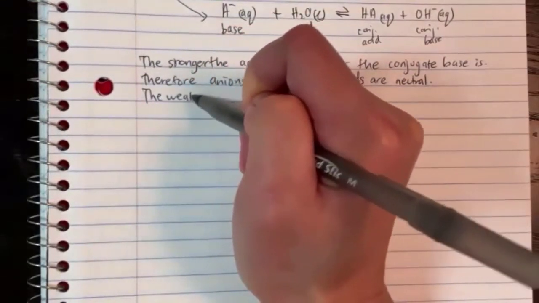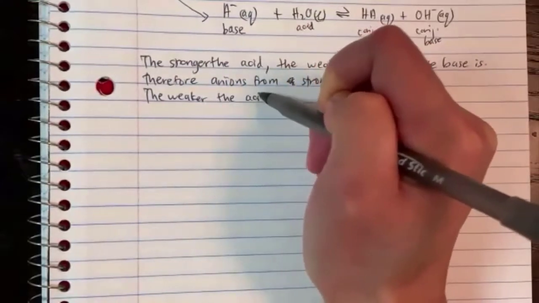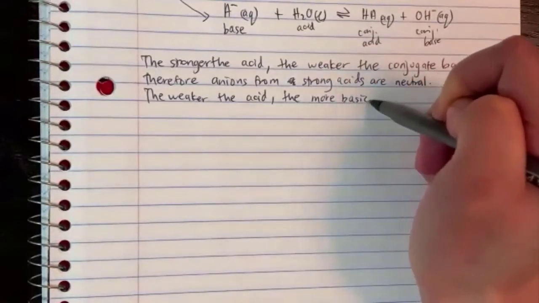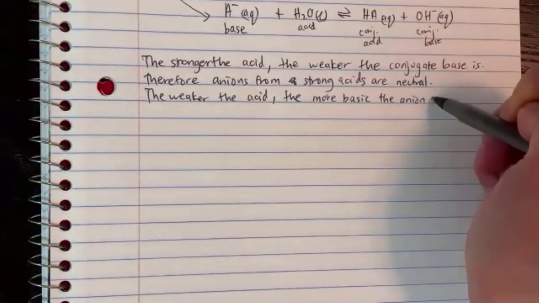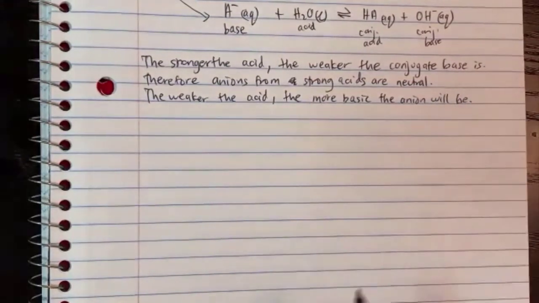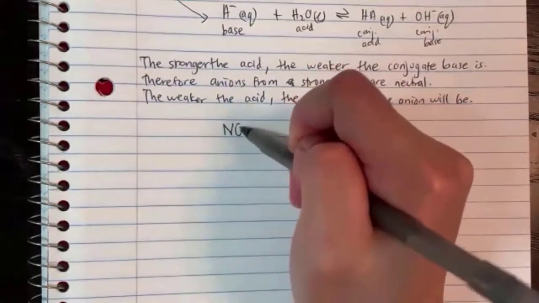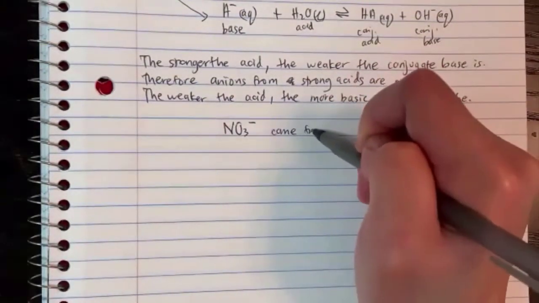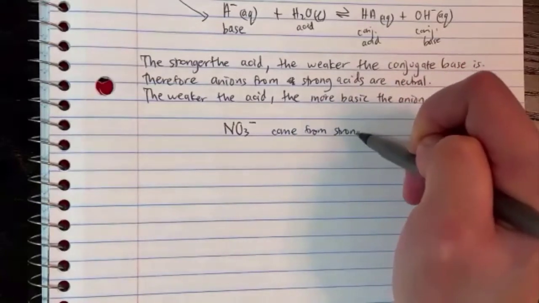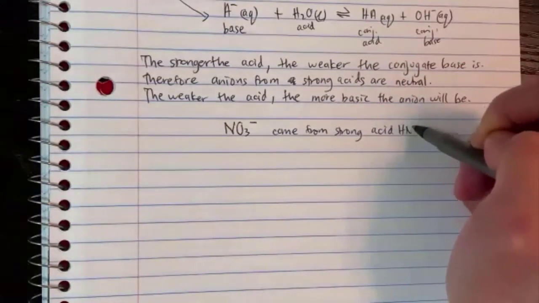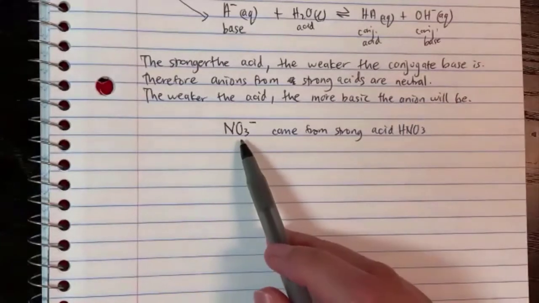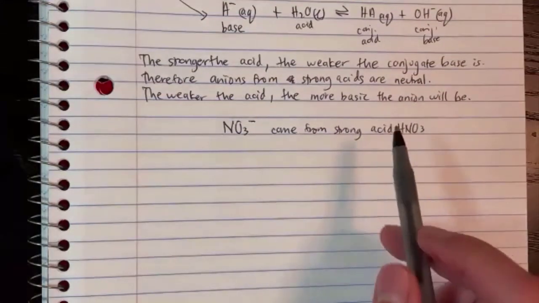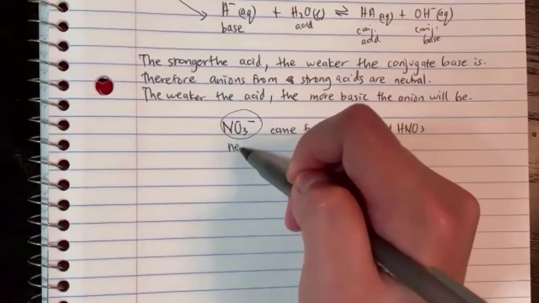I'm going to keep writing another one. The weaker the acid, the more basic the anion will be. Now, if you have this anion, nitrate, it came from what? It came from a strong acid, HNO3. So is nitrate basic or is it neutral? In this case, because it came from a strong acid, nitrate is neutral, just like chloride was.